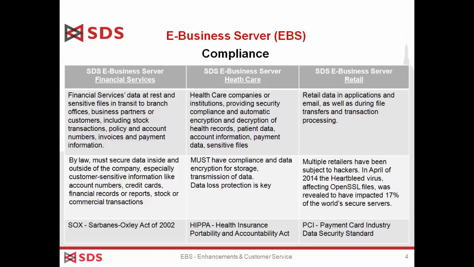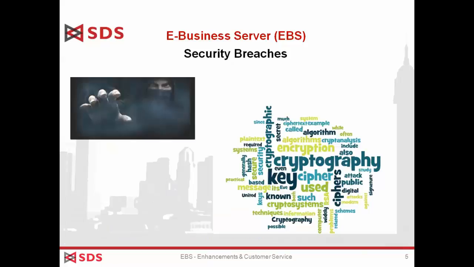In April of 2014, the Heartbleed virus affected OpenSSL files and was revealed to have impacted 17% of the world's secure servers. You're probably familiar with some of the latest data breaches. It seems like daily we hear about data breaches. The most recent breaches have included banks, credit card companies, fast food companies, and healthcare providers.